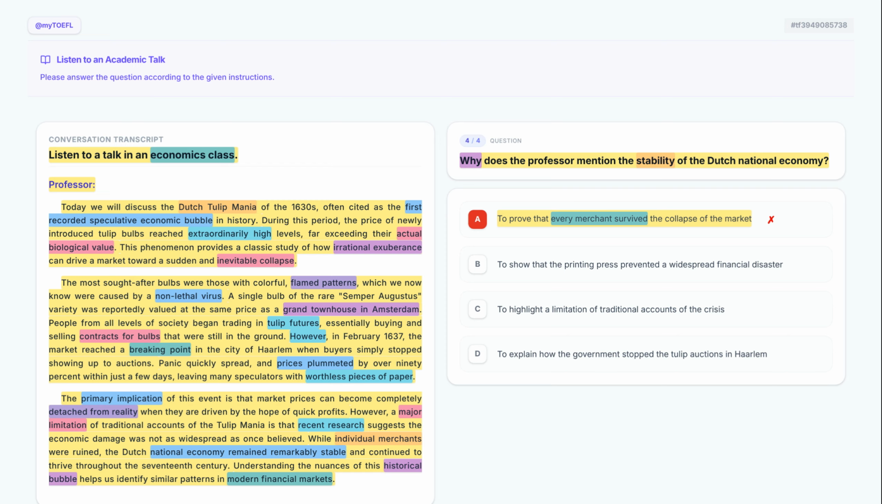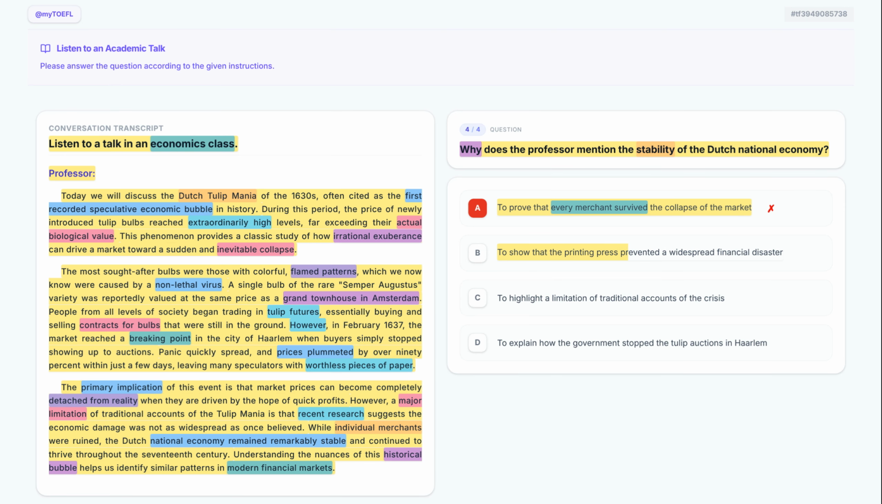Now let's check what option B suggests: to show that the printing press prevented a widespread financial disaster. Again, the printing press is not part of this lecture, so this cannot be the reason for the mention of stability.